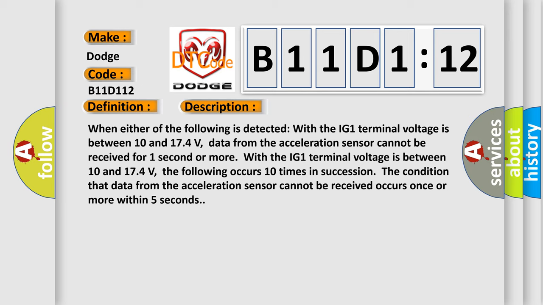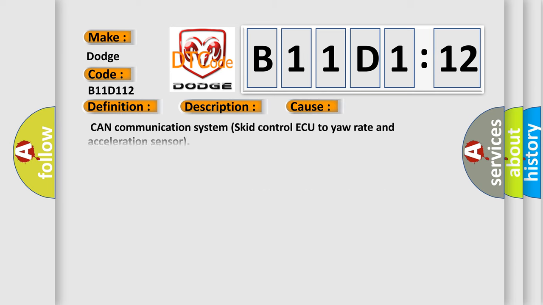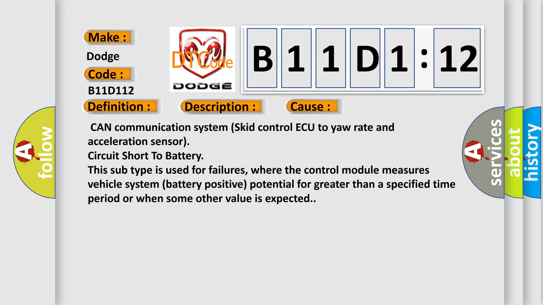This diagnostic error occurs most often in these cases: CAN communication system, skid control ECU, yaw rate and acceleration sensor circuit short to battery. This subtype is used for failures where the control module measures vehicle system battery positive potential for greater than a specified time period or when some other value is expected.